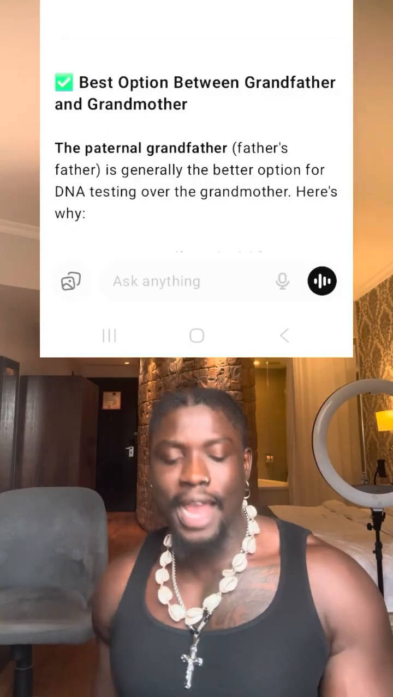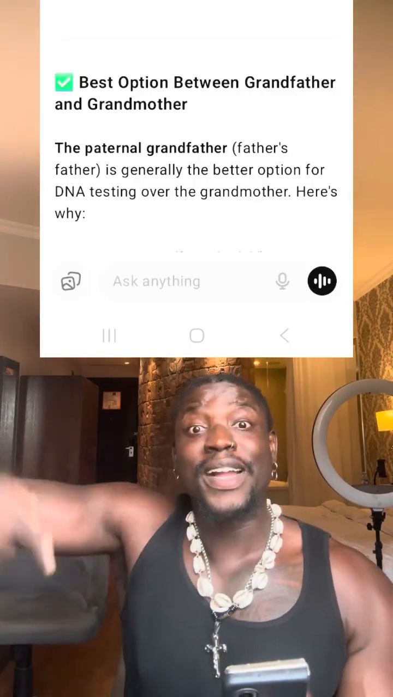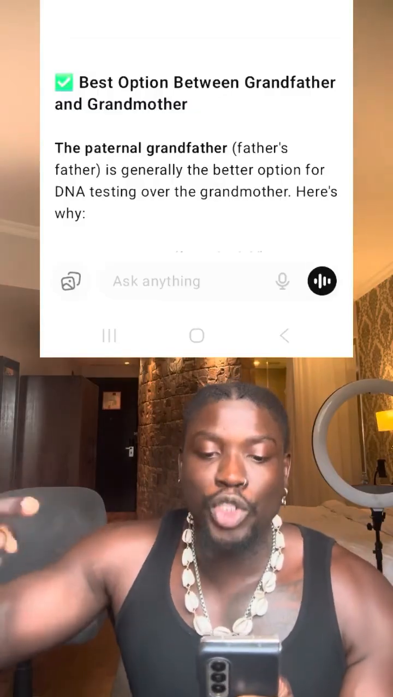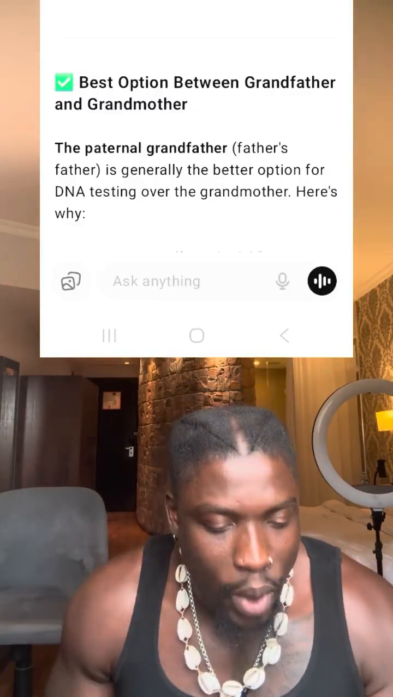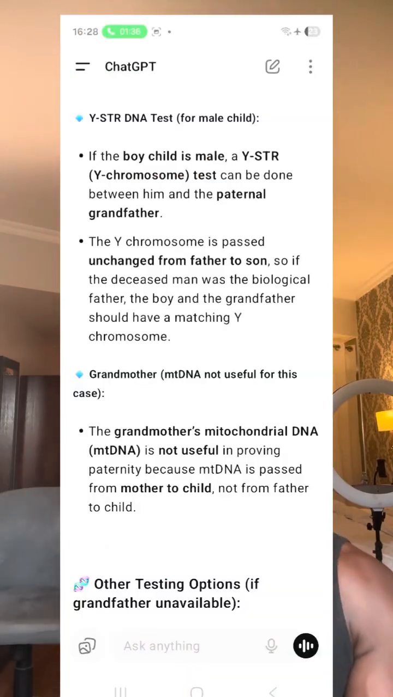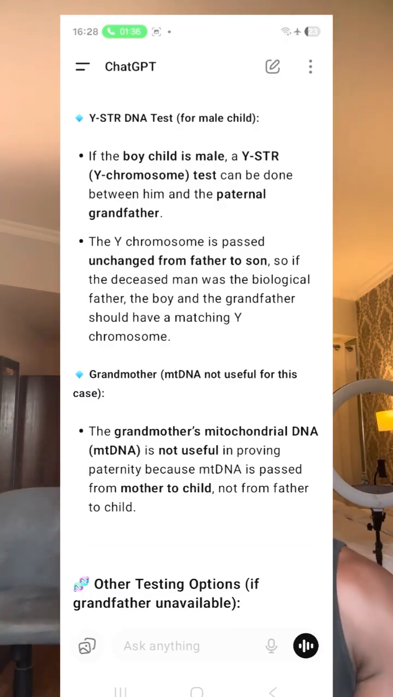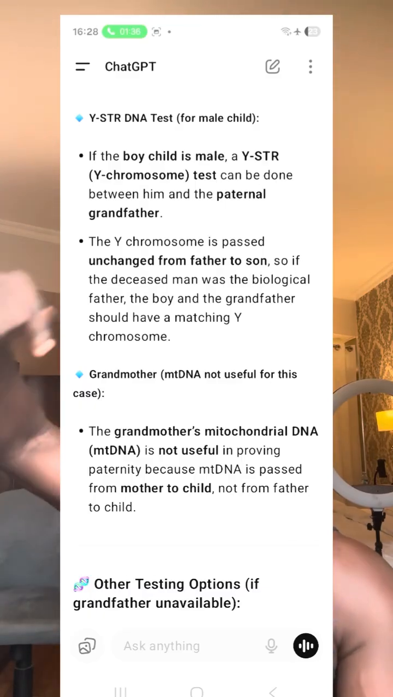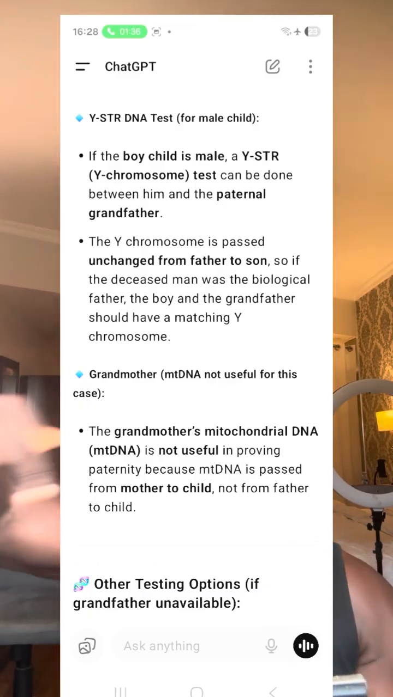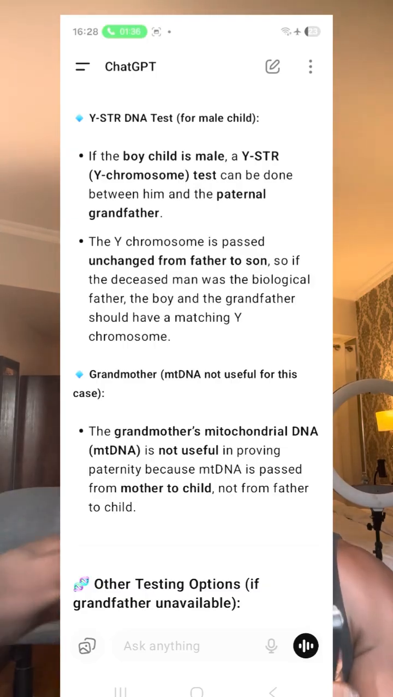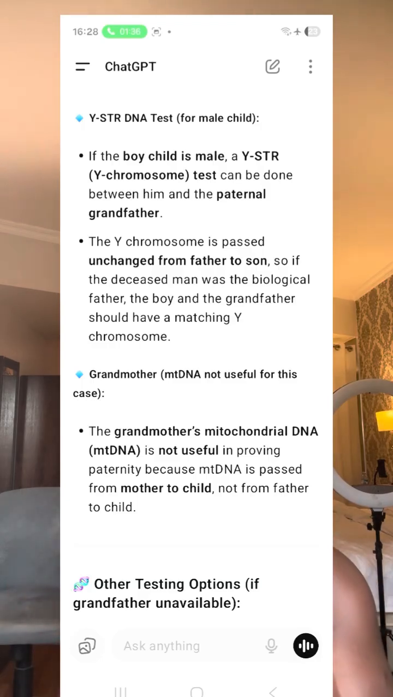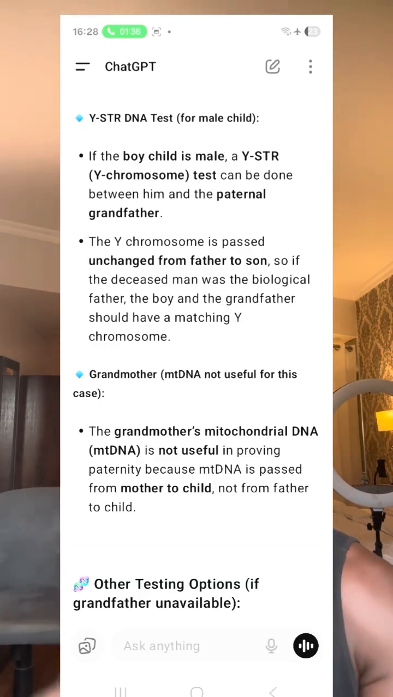Best option between grandfather and grandmother. The paternal grandfather, that is the father's father, Mohbad's papa, is generally the better option for DNA testing over the grandmother. Here is why. Y-STR DNA test for male child. If the boy child is male, a Y-STR, Y chromosome test can be done between him and the paternal grandparents. The Y chromosome is passed unchanged from father to son. That means from Baba Mohbad to Mohbad. So if the deceased man was the biological father, the boy and the grandfather should have a matching chromosome.